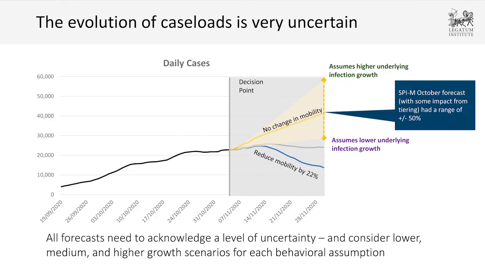The other thing we have to consider, in fact, is it's uncertain. We do not know exactly how things are going to play out. So we're in October. The projections have been made about what would happen if nothing was changed. But those projections also, as you see from this slide, came with a high degree of uncertainty. The SPI-M forecast had a central case, which we've just been looking at, but they also had a lower band and an upper band for higher or lower underlying growth. And what you see from that is plus or minus 50%. That's a very big range. So they are very clear that you cannot be precise.